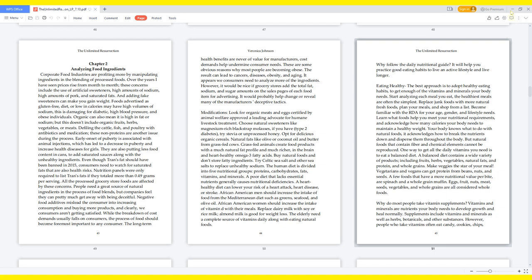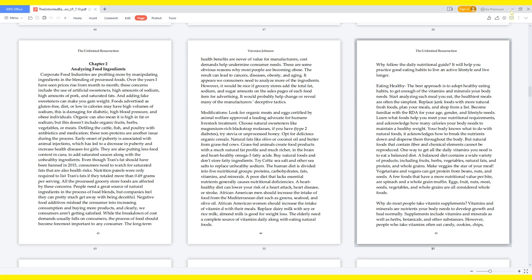Natural fats like olive or coconut oil and butter from grass-fed cows. Grass-fed animals create food products with a much more natural fat profile and are much richer in the brain and heart healthy omega-3 fatty acids. Buy natural foods and don't store fatty ingredients. Try Celtic sea salt and other sea salts to replace unhealthy sodium.